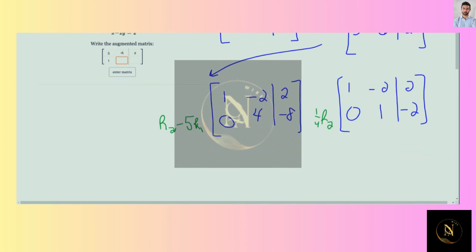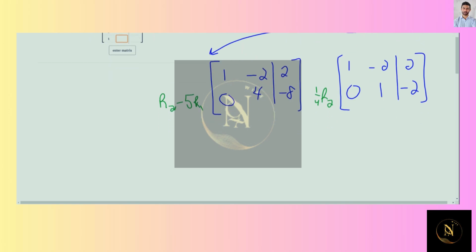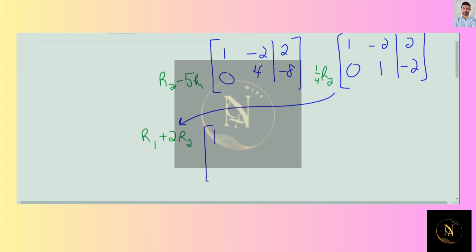Okay, so next now that we have a 1 to lead each row, we need 0 in row 1, column 2. One way to do this would be to take row 1 and add twice row 2, because then it would be negative 2 plus 2, which is our 0. So row 1 is now going to be 1, 0, and then 2 plus 2 times negative 2 is negative 2.